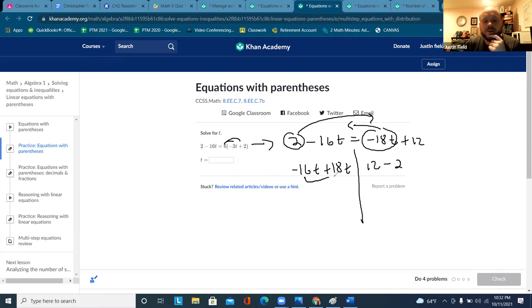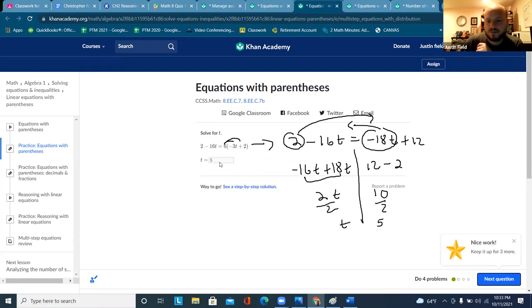Combine like terms. Negative 16 plus 18 is 2. 12 minus 2 is 10. Divide both sides by 2. And I am done, son. All right, it's 5. That's how we talk to Michigan.